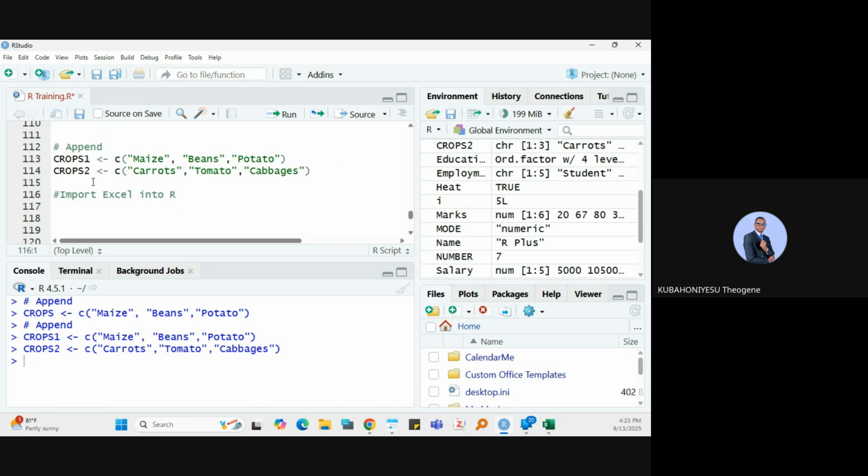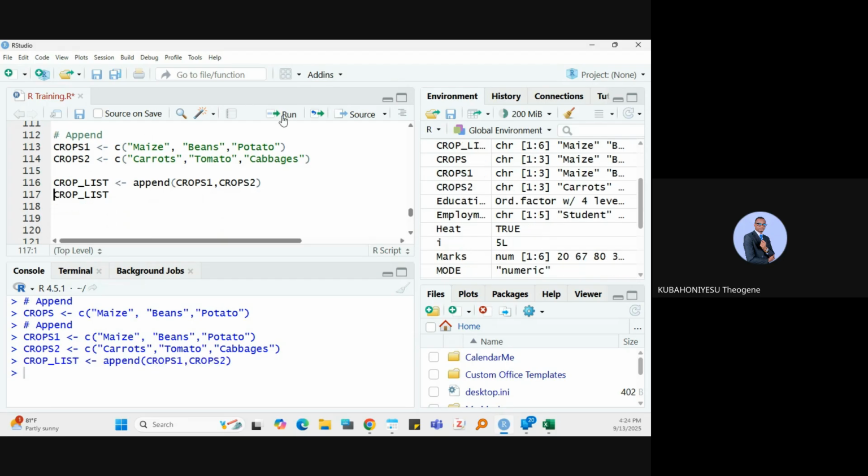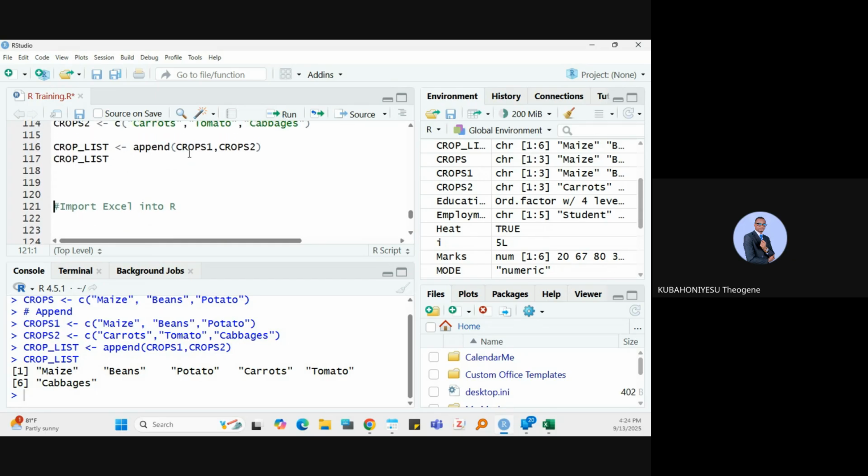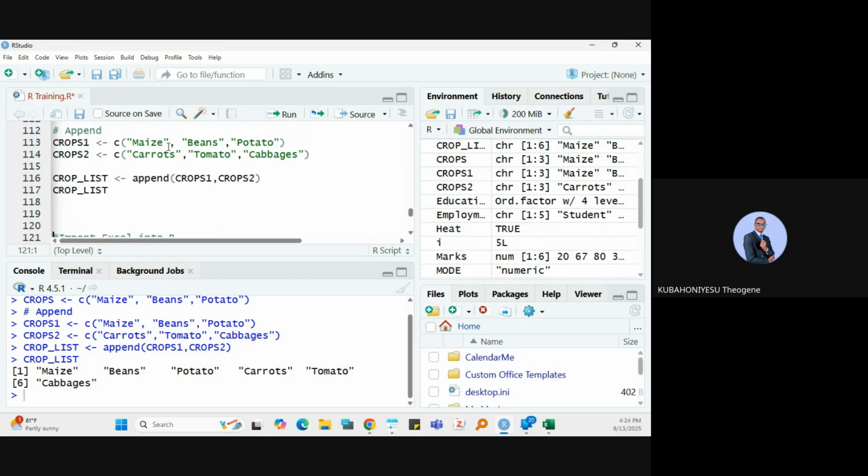Now we can append these two crops. When we assign, we say crop lists equals append, crops one, comma, crops two. And then we will call this crop lists. Now we have maize, beans, potato, carrots, tomato, and so on. So the list will continue from crops one. You understand? It's appending, so it will start from the maize one, from the first list.